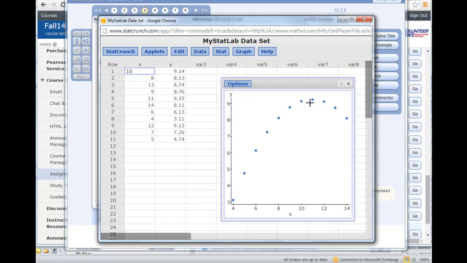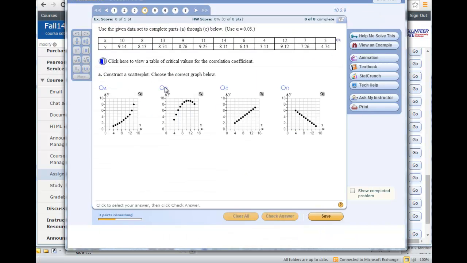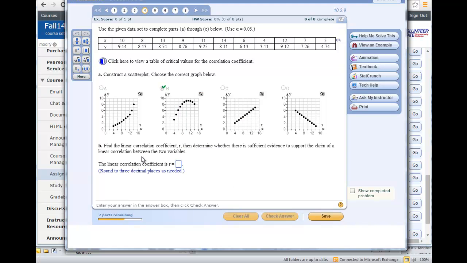Now we can see that this thing has a shape where it increases and then peaks and then decreases like this. So we'll choose the appropriate graph, and then we are to find the linear coefficient r, then determine whether there is sufficient evidence to support the claim of a linear coefficient between the two variables.